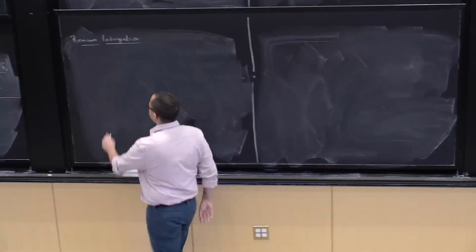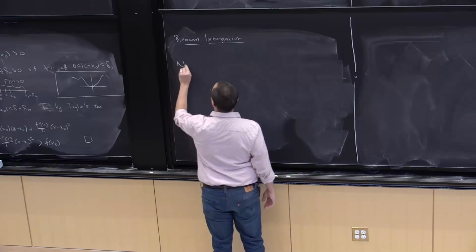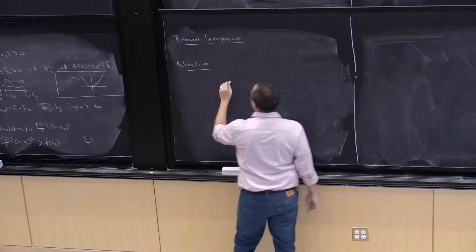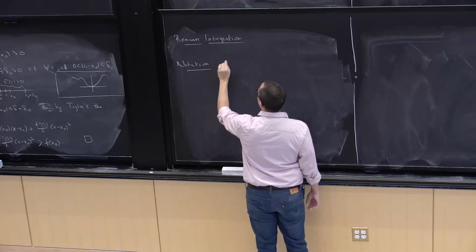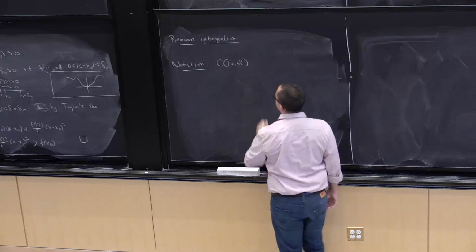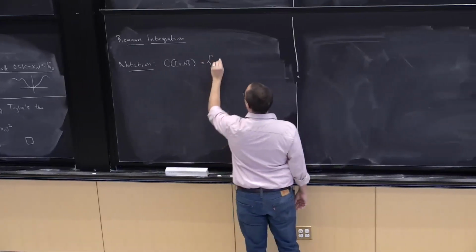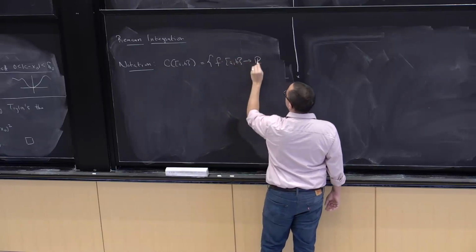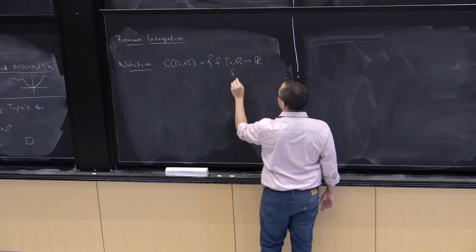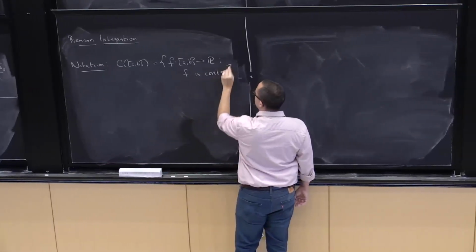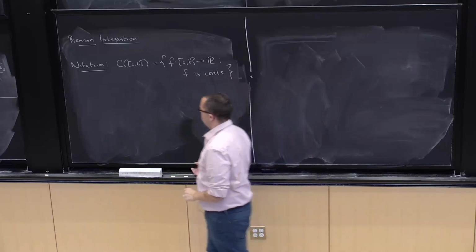So let me first introduce some notation that I'll be using a lot. C of [a,b] is going to be the set of all continuous functions from [a,b] to R. So f from [a,b] to R, f is continuous. Okay?